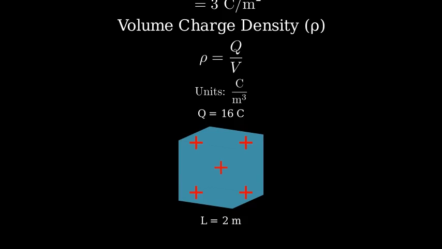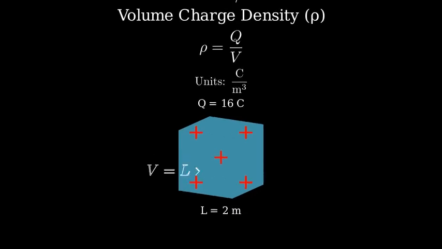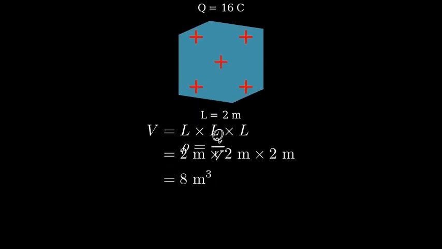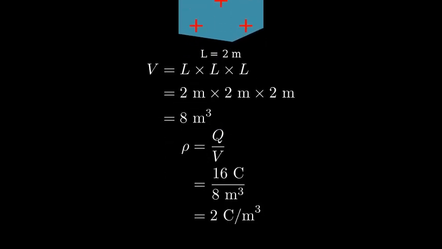For example, imagine we have a cubic object with a side length of 2 meters, carrying a total charge of 16 coulombs. To find the volume charge density, we first calculate the volume of the cube. V equals 2 meters times 2 meters times 2 meters equals 8 cubic meters. Then we divide the total charge by this volume. Rho equals 16 coulombs divided by 8 cubic meters equals 2 coulombs per cubic meter. This means that for every cubic meter of the object, there are 2 coulombs of charge.